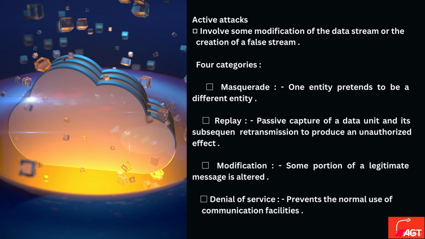Replay. In this kind of assault, an intruder intercepts a data unit and retransmits it to cause an illegal outcome. To acquire unauthorized access or carry out unauthorized operations, the attacker may replay a previously recorded communication. Cloud security techniques like message authentication codes, MAC, can be used to stop such attacks.